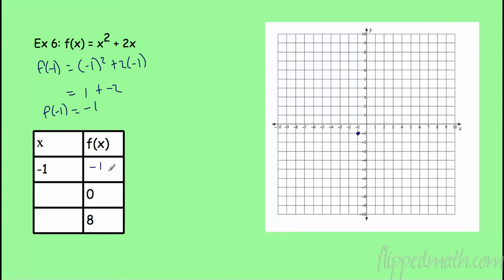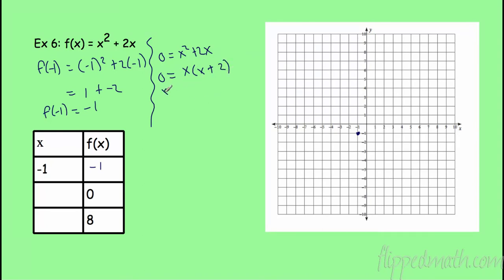All right. And then we have 0. So now f of x equals 0. So I have to set that equal to 0. So 0 equals x squared plus 2x. This is another factor. This is a greatest common factor. The greatest common factor between x squared and 2x is x. Take an x out. Take an x out.